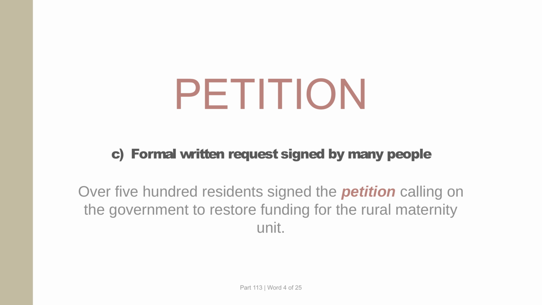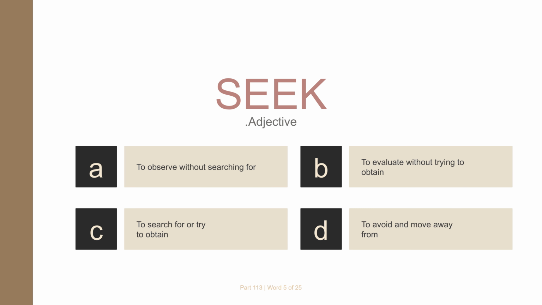Question 5. What is the meaning of seek? Option A. To observe without searching for. Option B. To evaluate without trying to obtain. Option C. To search for or try to obtain. Option D. To avoid and move away from.